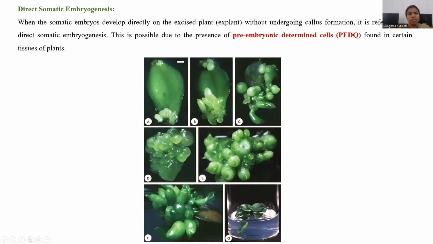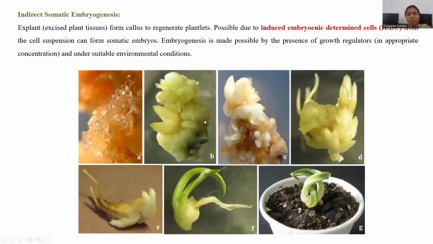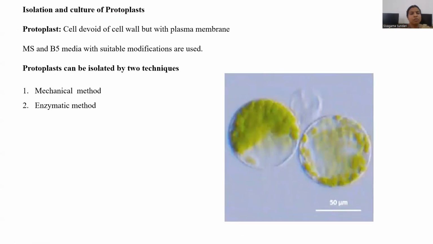These are a few pictures. This is direct somatic embryogenesis. From the leaf explant, somatic embryos are arising. This is indirect. From the clump of callus, you can see the somatic embryos arising. And moving on to the next culture, that is protoplast culture.